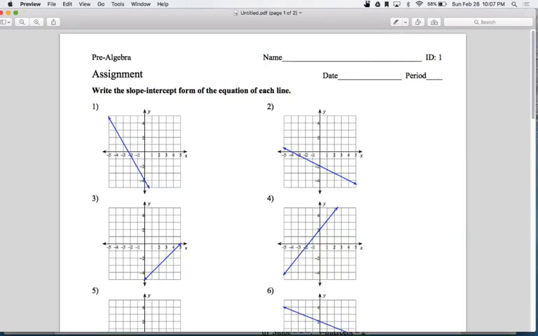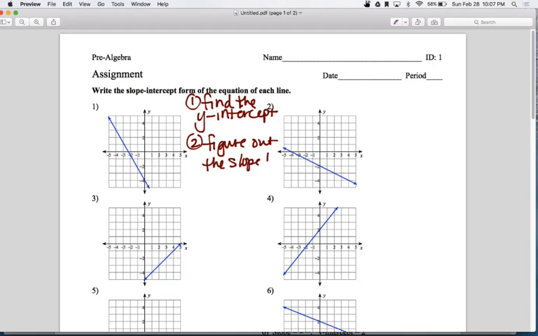Okay, now I want you to take a look at the other side where we have a graph, and we need to take the graph and determine the equation. So the first thing you're going to do, step 1, is find the y-intercept. Step 2 is going to be figure out the slope.